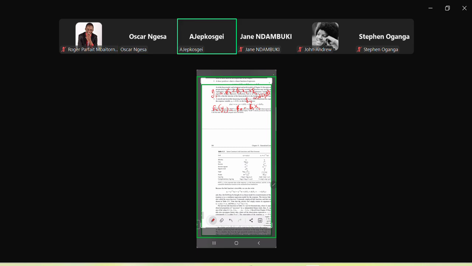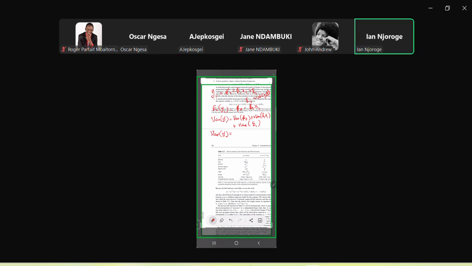So the variance of y will be equal to the variance of beta naught plus the variance of beta 1 x1 plus the variance of epsilon i. What is the variance of beta naught? Beta naught is a constant. If something is a constant, how much does it vary? How much does it change? It doesn't change. It changes by 0. So it's 0.